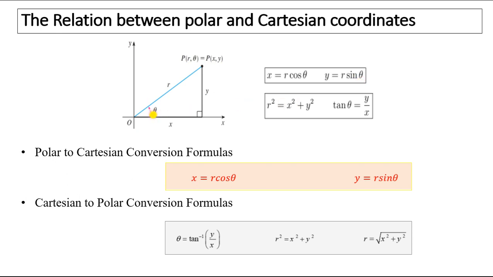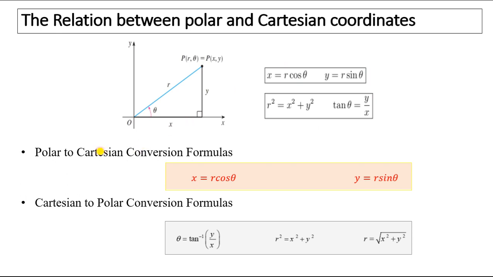Cosine theta equal x over r. Thus, x equal r cosine theta. r square equal x square plus y square. And tan theta equal y over x. This is the relation between the polar and Cartesian coordinates.